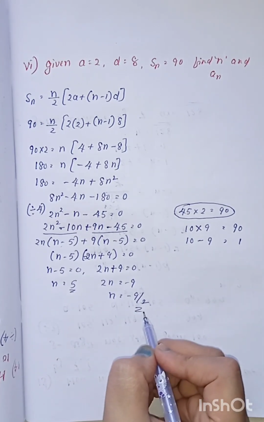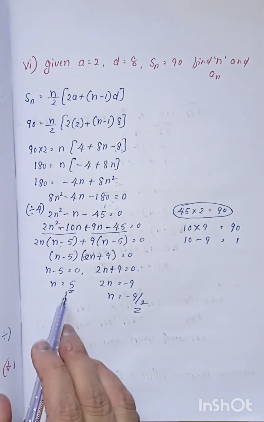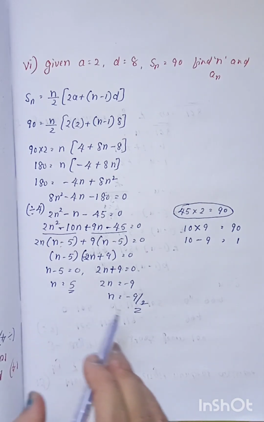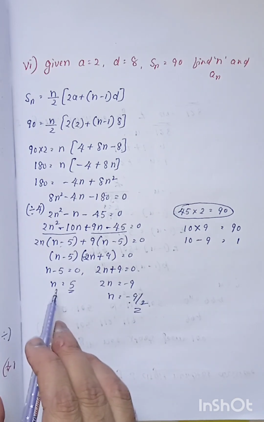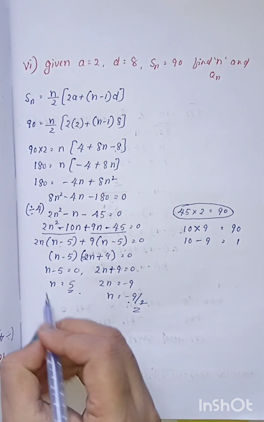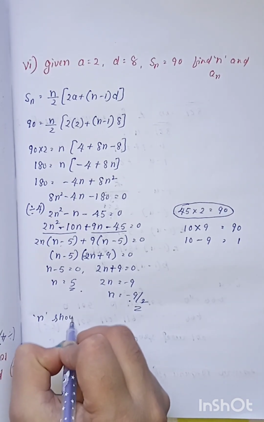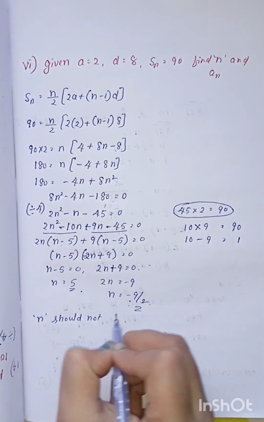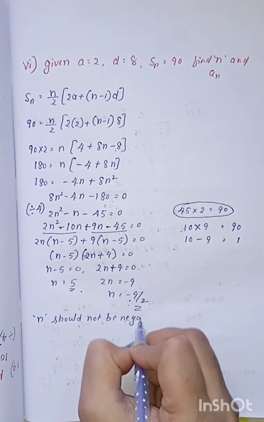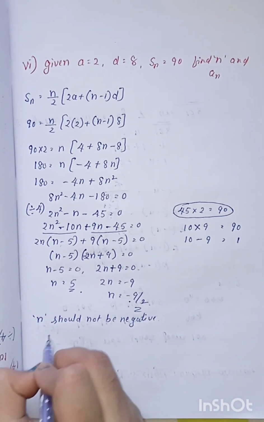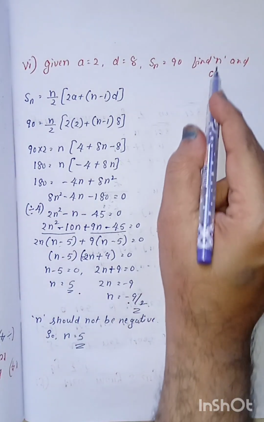Here we have to find the value for n first. n means natural number. Here we are having two values for n. One is 5 and another is minus 9 by 2. A natural number should not be negative, so we are going to take n as 5. n should not be negative. So n equals 5. Now we got the value for n.